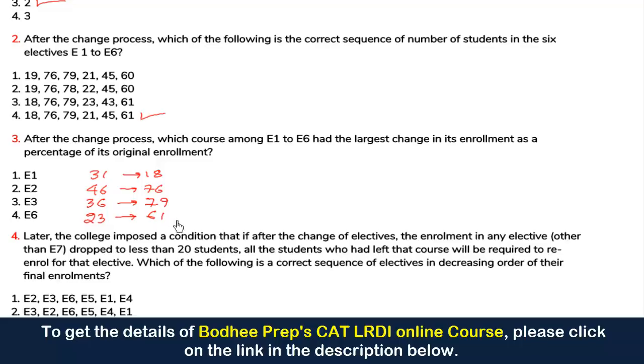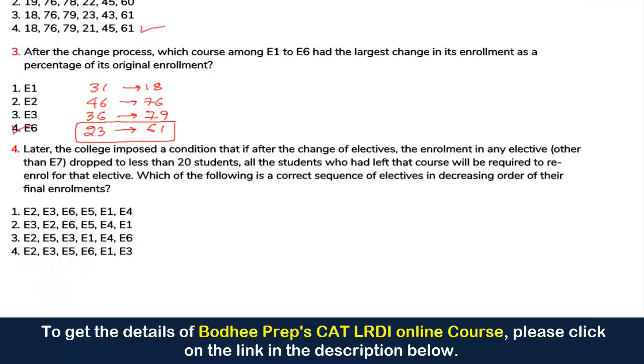So if I just have a glance, then I can say that the last value became from 23 to 61, almost more than double. That means there is an increase of more than 200 percent. And in all other cases it is less than 200 percent, right? So straight away we can say that the answer is option 4, that is E6. Now let's move to the last question.